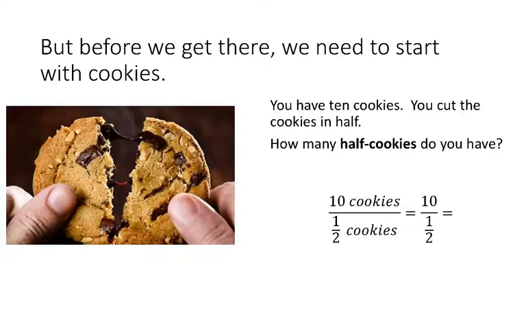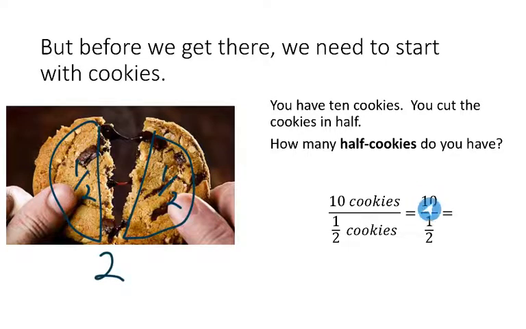But first, we need to go all the way back to fractions, and we need to start with some cookies. Let's say you've got 10 cookies, and you cut the cookies in half. How many half cookies do you have? Well, hey, look, here's one cookie. I've cut it into a half cookie. Hey, here's a half cookie. And here's a half cookie. How many half cookies do I have? Well, hey, I've got 2 half cookies. So that would be, together, 10 divided by 1/2. 10 cookies divided by half cookies is going to make 20 half cookies.